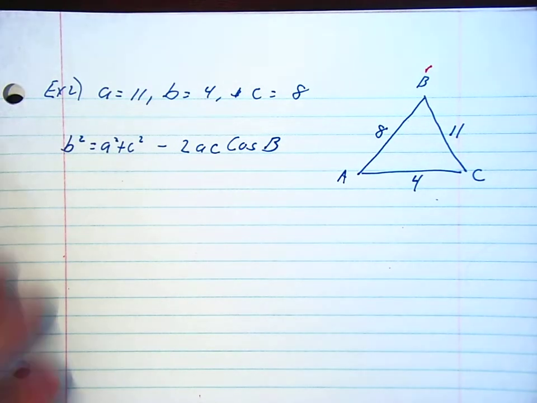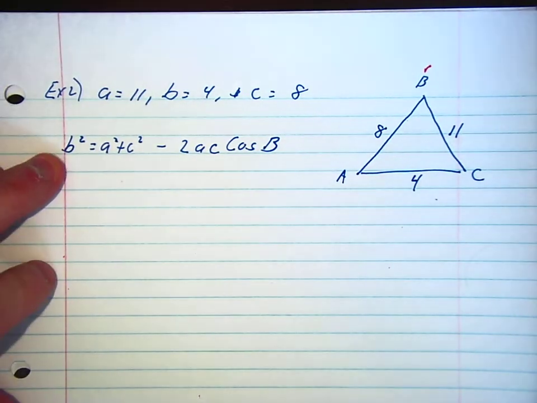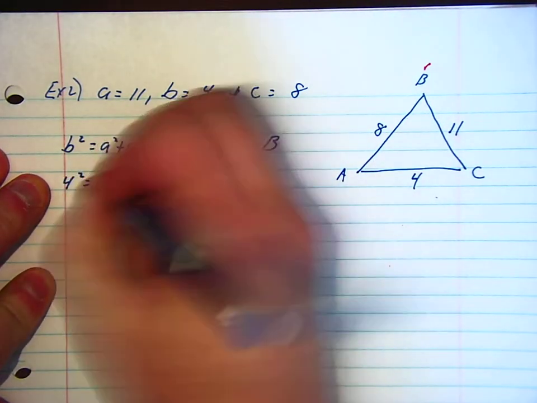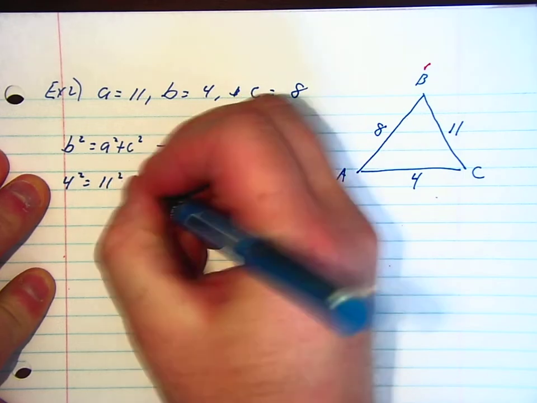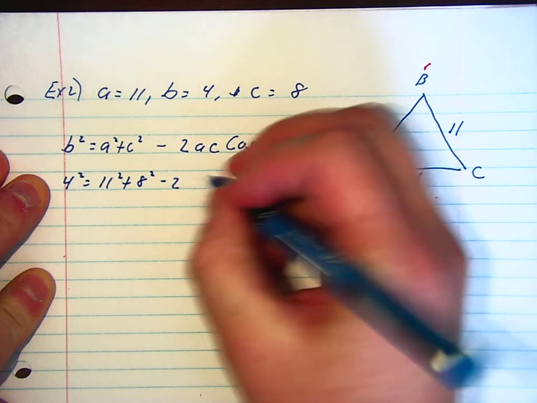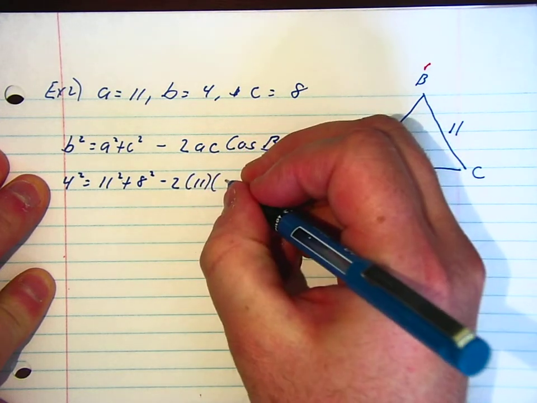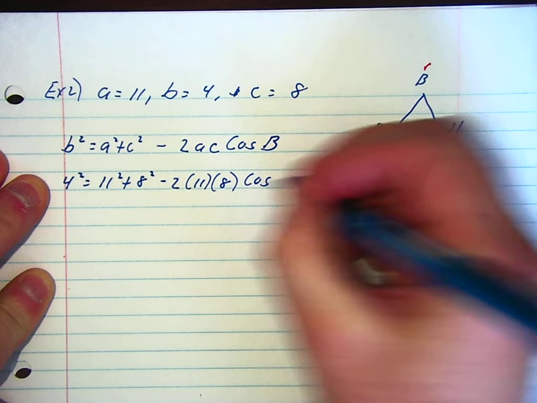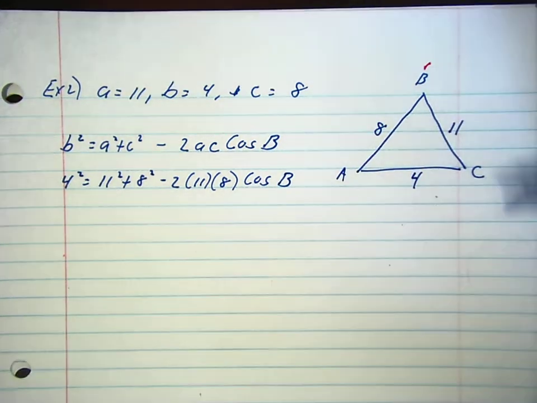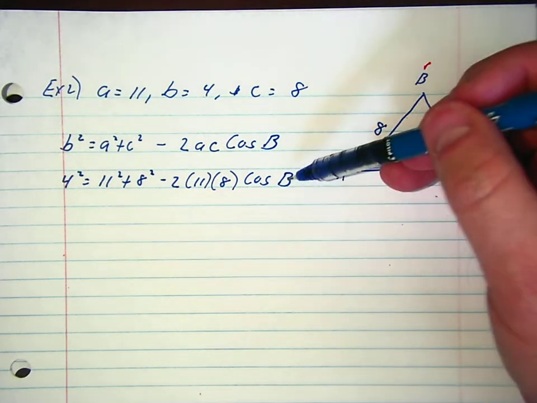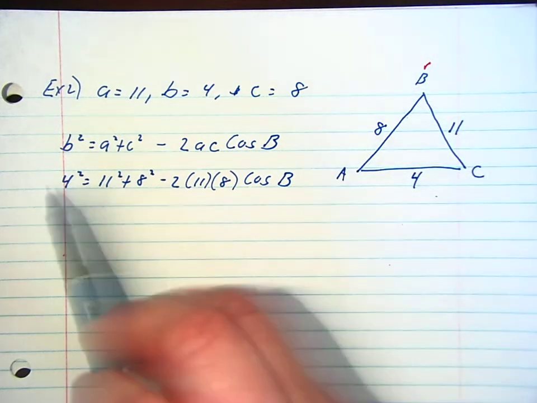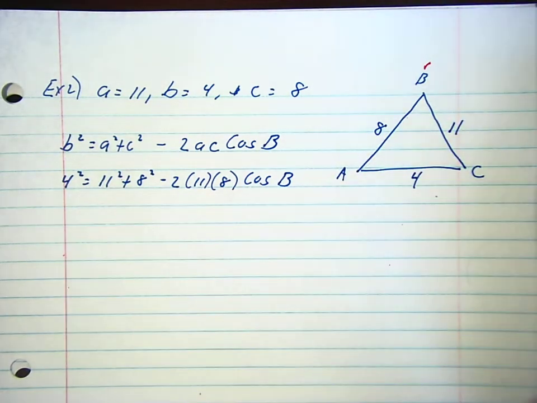All right, let me plug everything in. So b squared is 4, so I have 4 squared equals a is 11 squared plus c is 8 squared minus 2 times 11 times 8 times the cosine of B, and that's what I'm finding. You're finding the angle B. Now, like every bit of trig you guys have done, to find an angle, you're going to have to do the inverse. Now, you can't do that yet. You've got a lot of math here to do first. So let's start cleaning this up and see what we got.